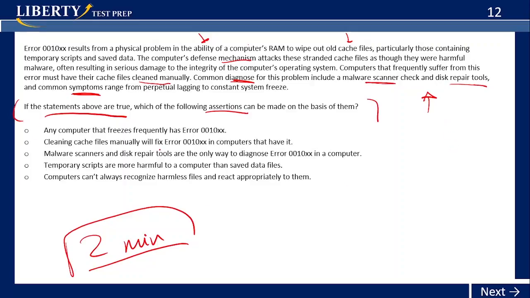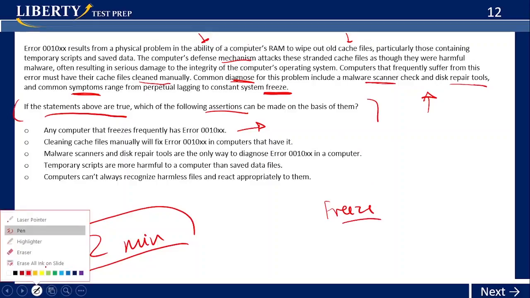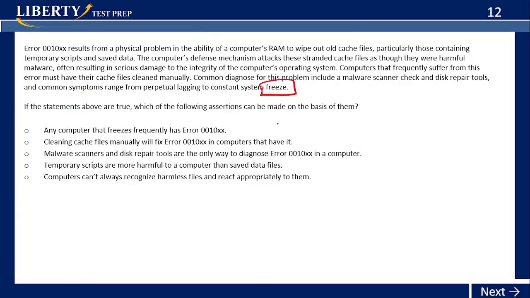Now, first one, let's see if that's true. Any computer that freezes frequently has the error. So what did they say about the freeze? They mentioned that the freeze here, let me erase all these things, is one symptom. So you have the error here, error 0010 XX, and then they say one of the symptoms is the freeze.